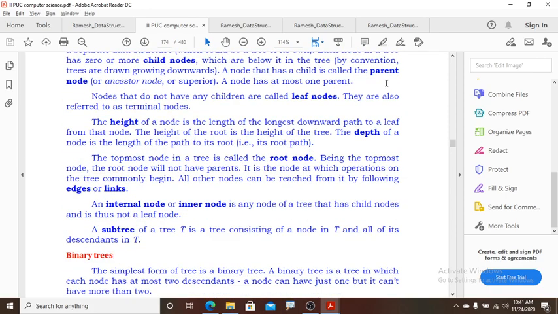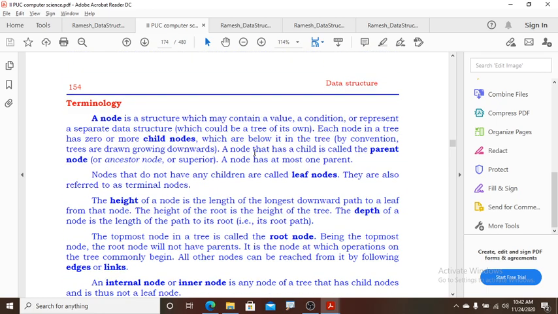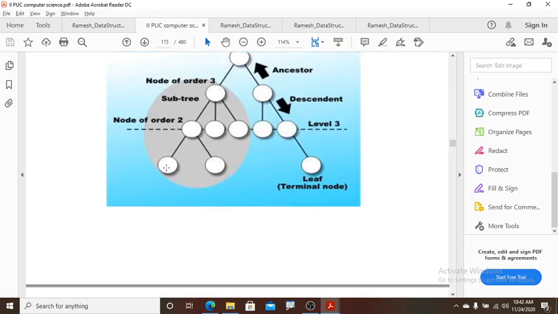Okay. So that is about parent node and child node. A node has at most one parent, compulsory it will be there. So nodes that do not have any children are called leaf nodes. See, this node is a leaf node. How can we say it is a leaf node? This node does not contain any child nodes. So it is a leaf node.